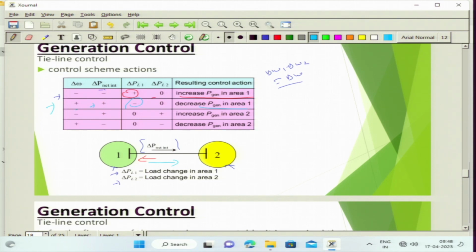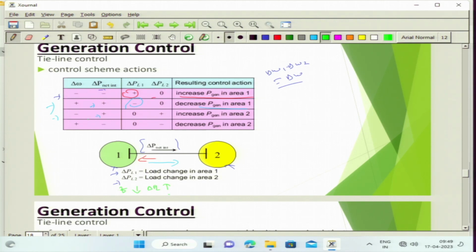And the next case, the frequency is negative, which means there is an increase in load, and here delta P net interchange is positive. Then what is happening? Third case: there is an increase in load. Where it is happening, we do not know yet. There is an overall increase in load somewhere, and because of this the frequency is decreasing. Delta PL is increasing. That's why frequency is decreasing.